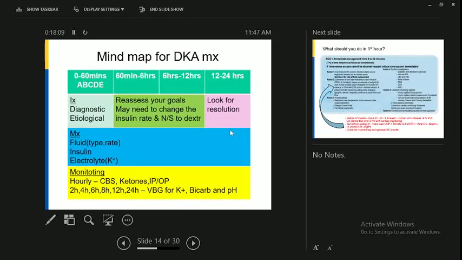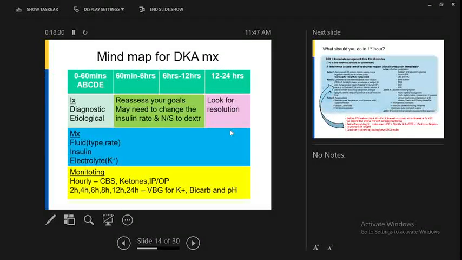ABG is not actually necessary in this case because there's only a slight difference in bicarb and pH between ABGs and VBGs. That will not affect the overall management of this condition. So VBG is enough. And from the first hour onwards until 12 hours, you have to reassess your goals, whether you have achieved your goals.